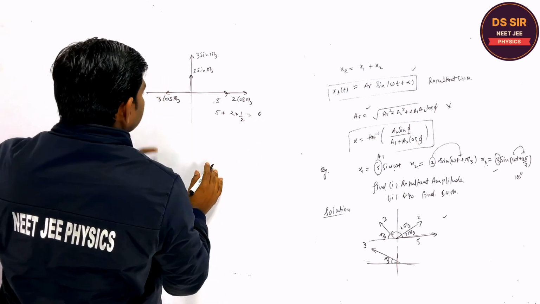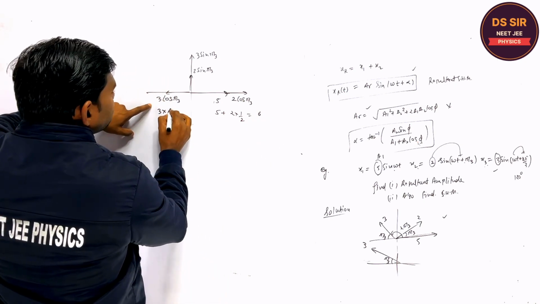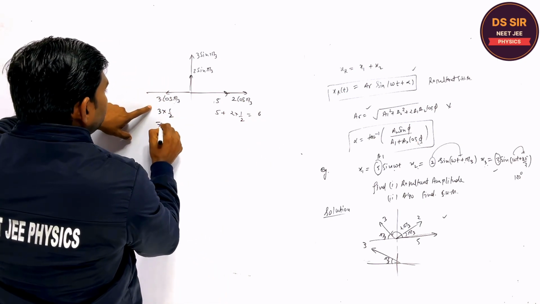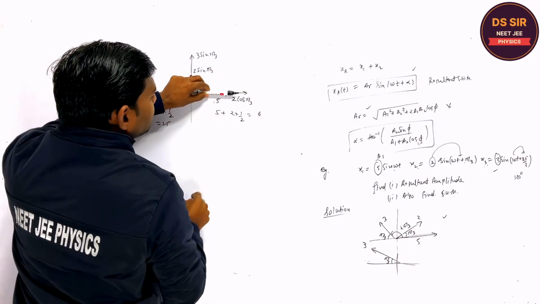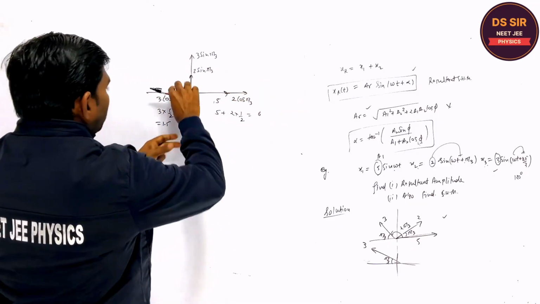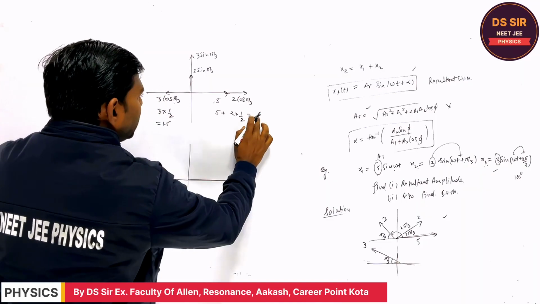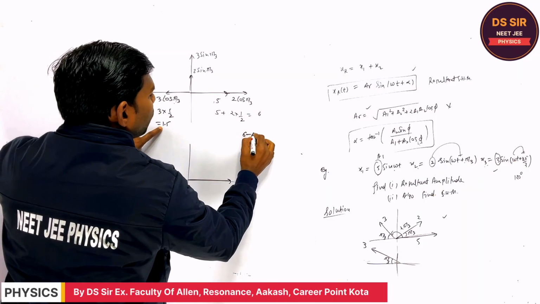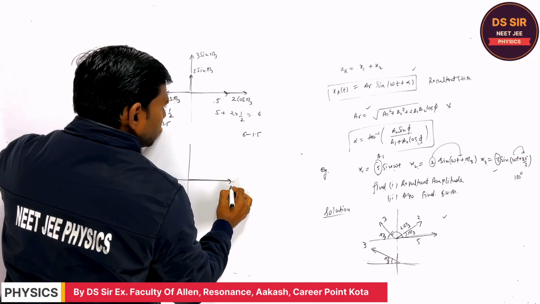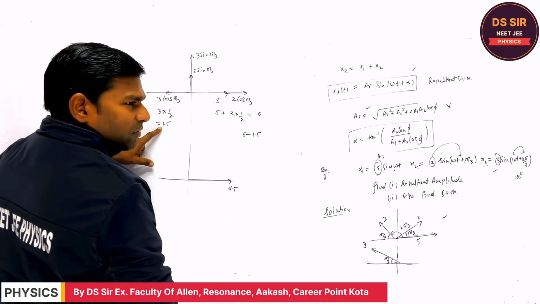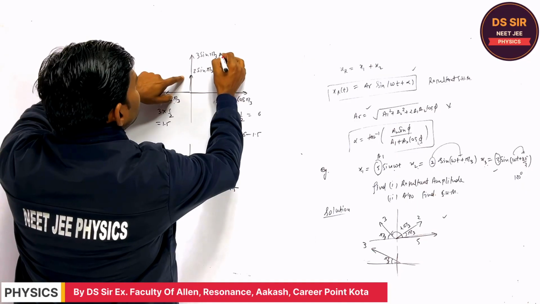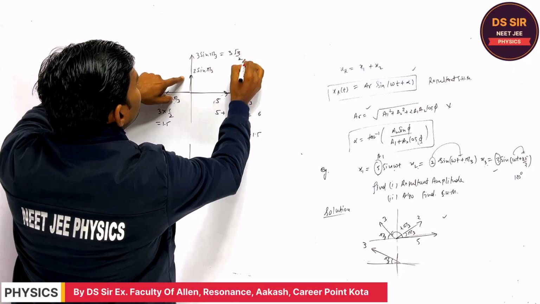So it is 6. And this is what? 3 into cos 60, which is 1 by 2, so it is 1.5. So in x direction, it is 6. In the x direction, the resultant is 6 minus 1.5. So it is how much? 4.5. Are you getting it? And in this direction, this is 3 root 2 by 2.